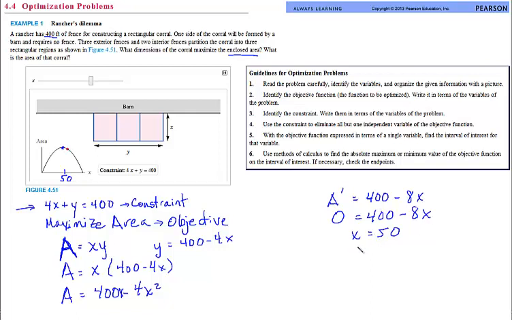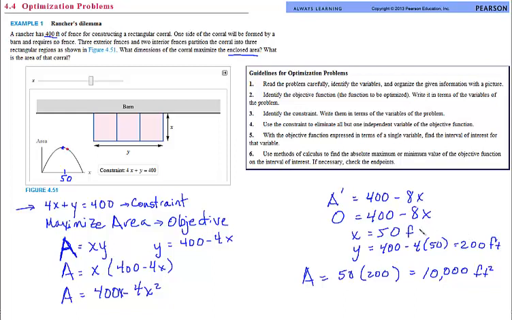Alright, so next, what did they ask? They asked for the dimensions of the corral. Well, if x is 50, then y would be 400 minus 4 times 50, so it'd be 200. So y would be 200, and that would make my area equal to 50 times 200. My area would then be 10,000, and this was in feet, so feet squared. My y needs to be 200 feet and my x needs to be 50 feet, so it needs to be a 50 foot by 50 foot by 200 foot corral. And I think I've answered the questions.